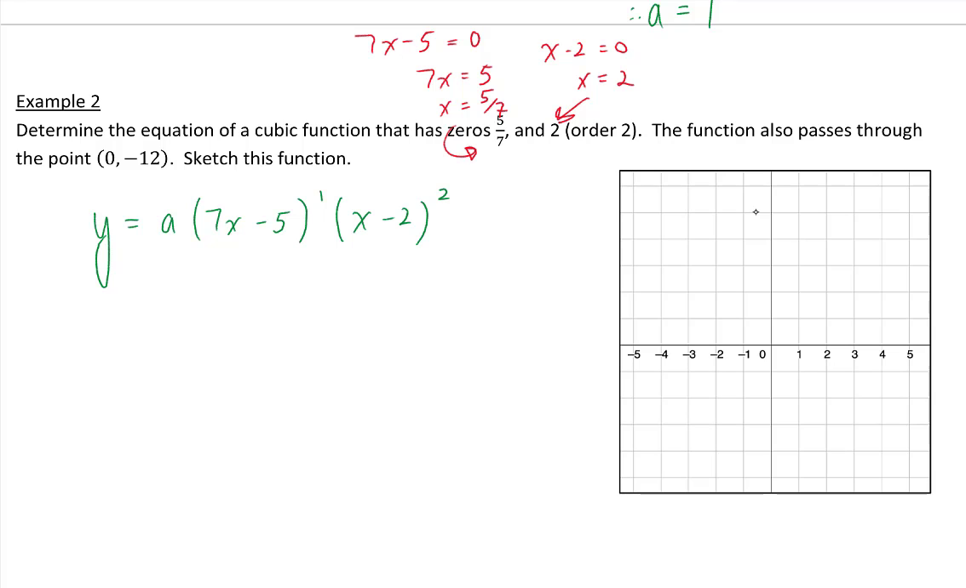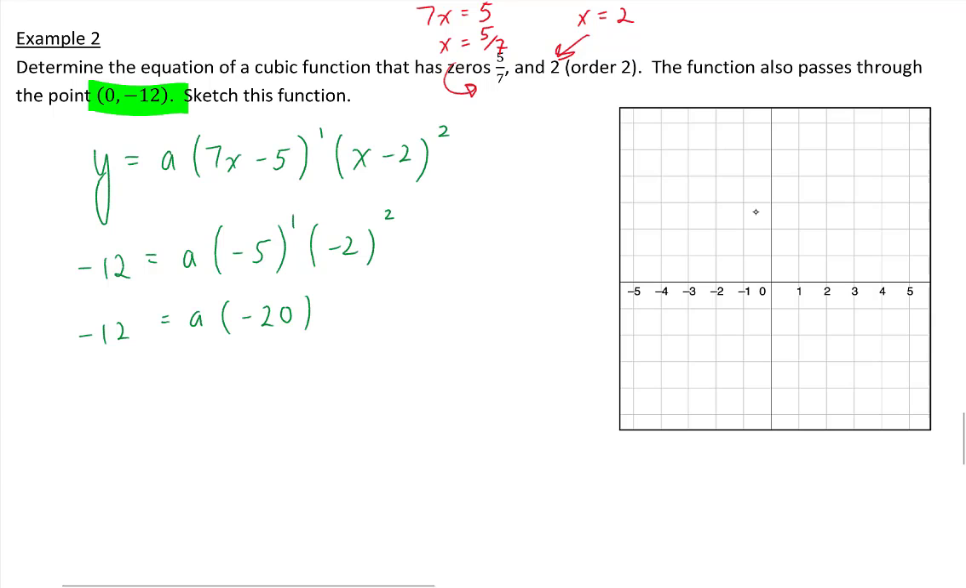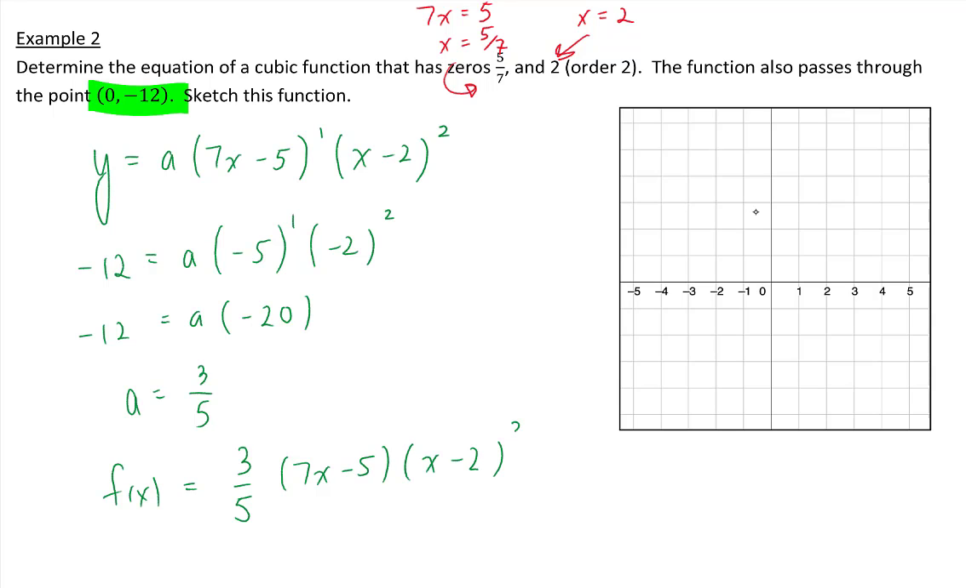We also have the point 0, -12, so that's where we're going to sub in for x and y, and determine the equation for this function. So -12 equals a, -5 to the exponent of 1, and -2 to the exponent of 2. So -12 equals a, so that's going to be 4 times -5, so that's going to be -20. And therefore a is equal to 3/5. So our function we have is 3/5 times 7x minus 5 times x minus 2 squared.